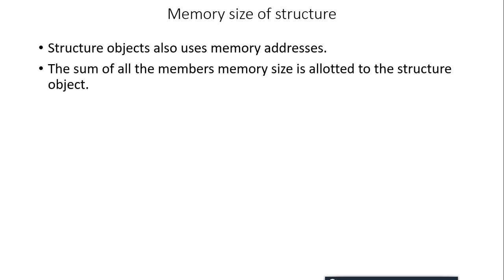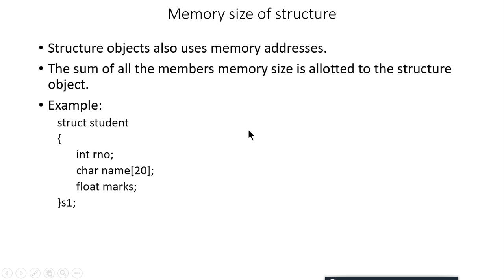Now what is the memory size of the structure? Like we know int takes 4 bytes of memory, character takes 1 byte of memory, float also takes 4 bytes, and double takes 8 bytes of memory. What is the memory size of a structure? So the sum of all members' memory size is allotted to the structure object.